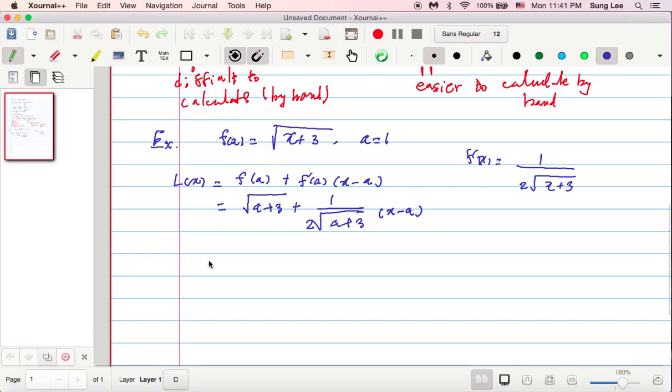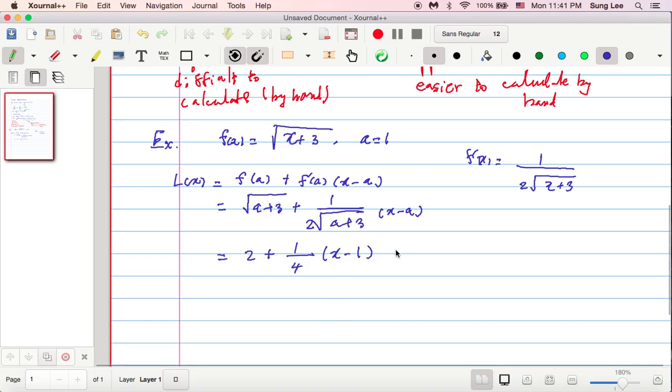times x minus a. All right, so in this case, since a equals 1, this is going to be square root of 4, that's 2, plus 1 over 2 times 2, that's 4, times x minus... oh, I'm sorry, x minus 1, right? X minus 1. Okay, good.